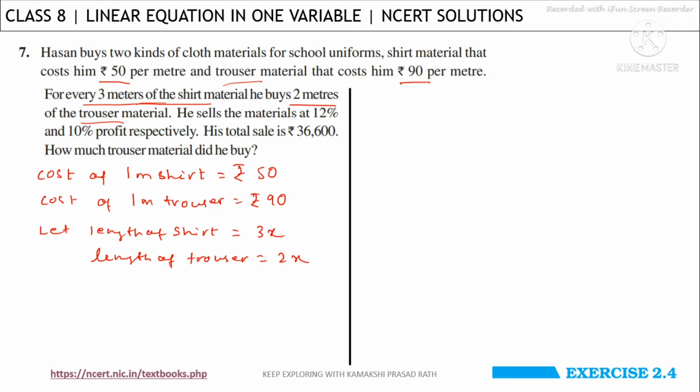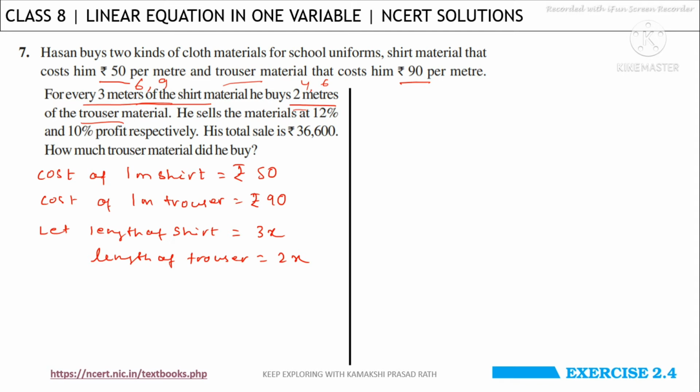For every 3 meters of shirt, we are purchasing 2 meters of trousers. So if I buy 6 meters, I will buy 4 meters of trouser. If I buy 9 meters of shirt, I will buy 6 meters of trousers. So we get that they are multiples of 3 and 2. Now we have got the length of shirt and the length of the trouser.